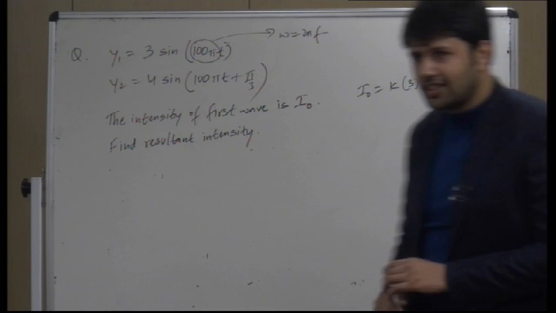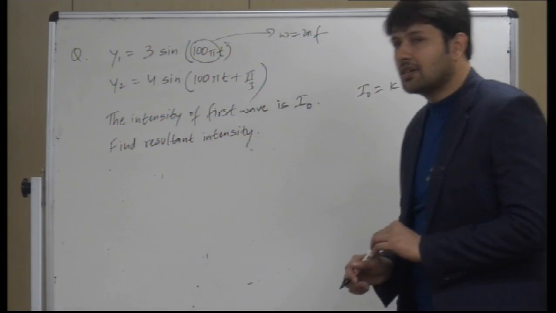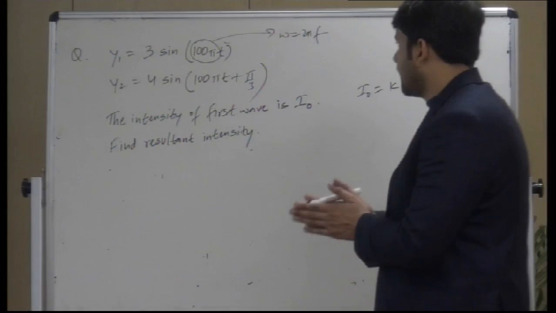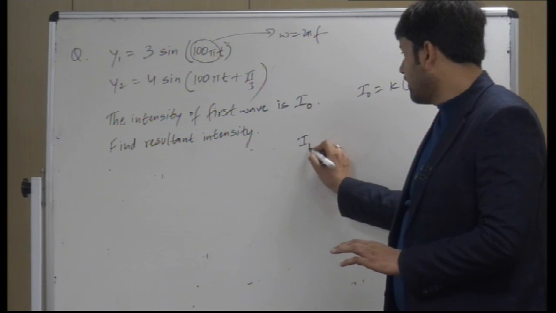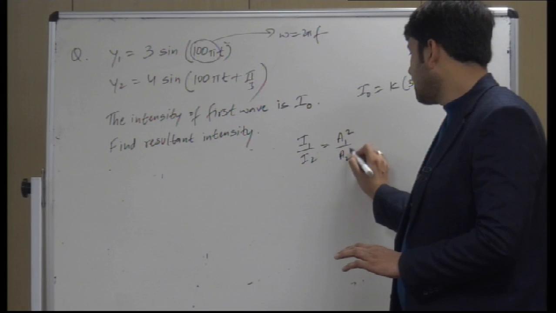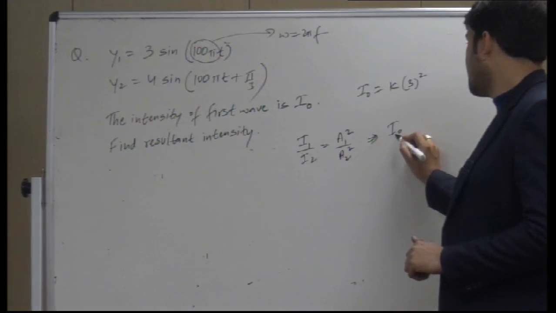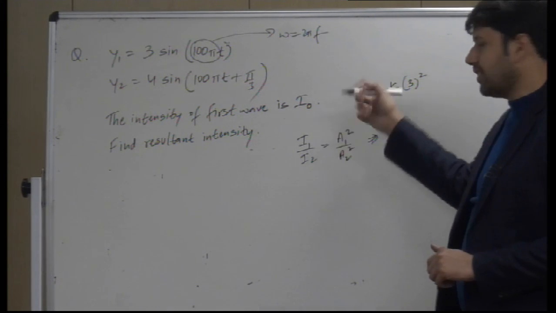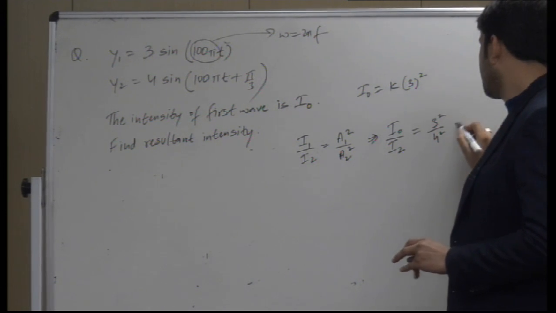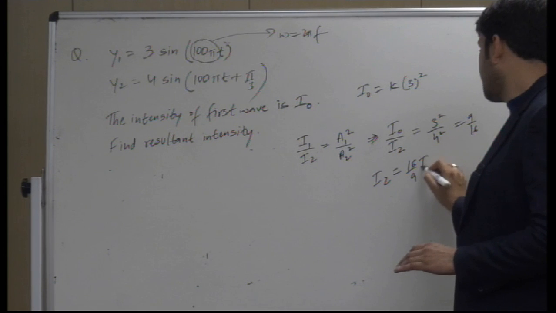37 is the resultant intensity. 37 I naught by 9 may be a correct answer. Let's check. Now see, you know I1 by I2, the ratio would be A1 square by A2 square. Okay, right? So you can see that this is I naught, this is I2. I1 is given as I naught. This is 3 square, this is 4 square, that is 9 by 16. So I2 would be 16 by 9 I naught.